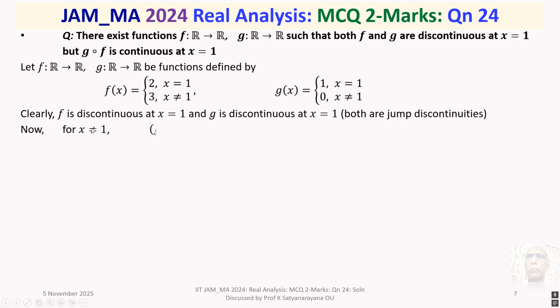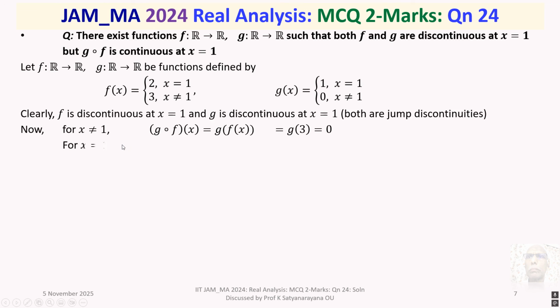Now, for x not equal to 1, consider G compose f. G compose f of x when x is not equal to 1 is G of f of x. When x is not equal to 1, f of x is 3. So, G of 3. G of 3 is 0 because 3 is not equal to 1. So, G compose f sends every element x not equal to 1 to 0.